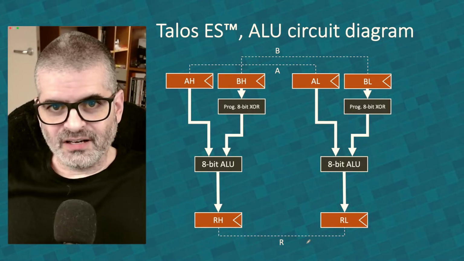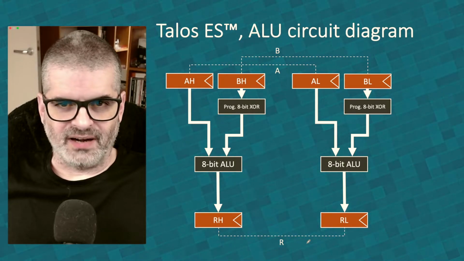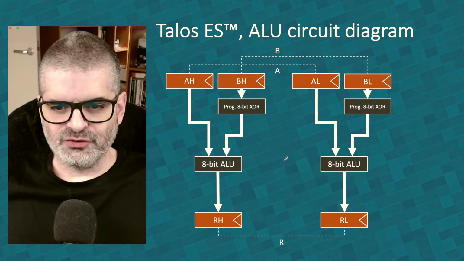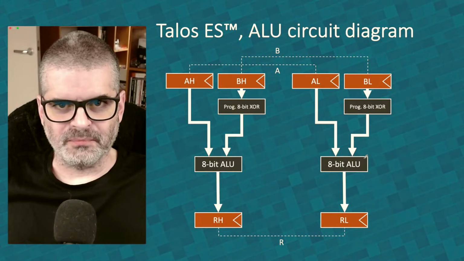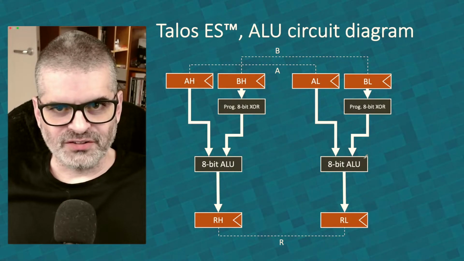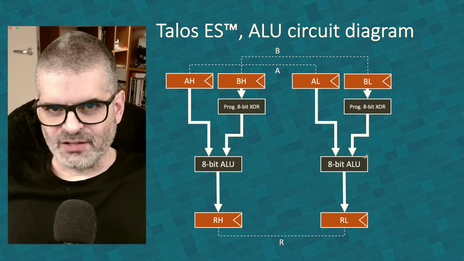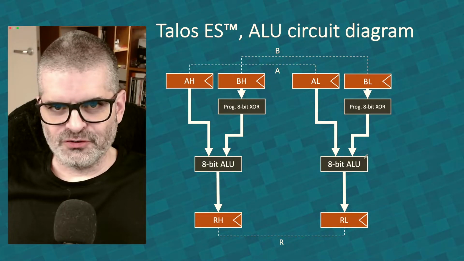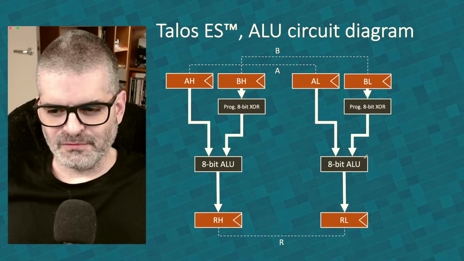Now, we need logic to determine whether we are adding, subtracting, or whether we should do two operations of 8-bit in parallel or a single operation of 16 bits. And that's why we need the control logic. I will show it now. Don't get scared. We will walk through it.